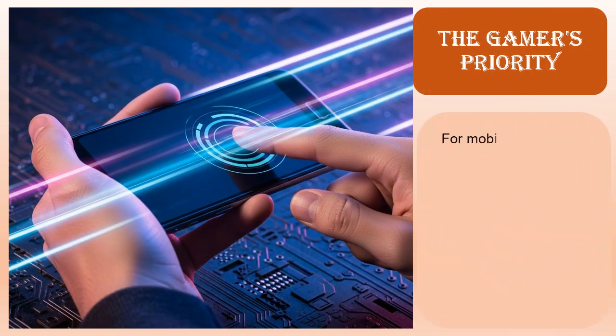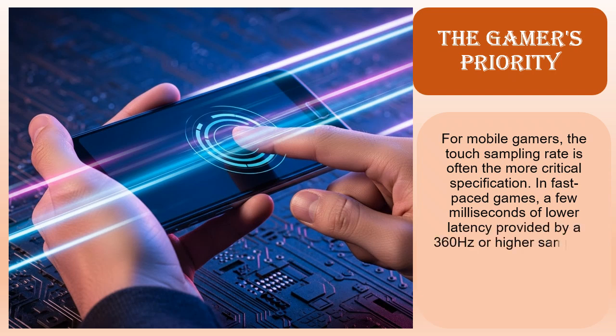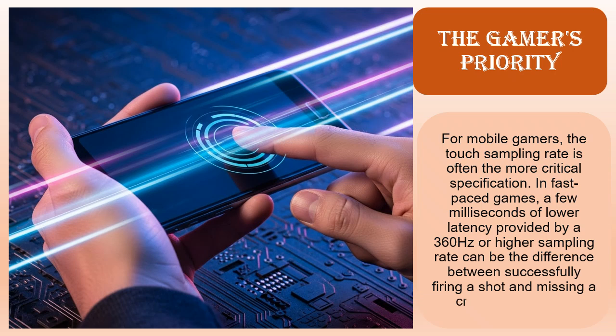The gamer's priority. For mobile gamers, the touch sampling rate is often the more critical specification. In fast-paced games, a few milliseconds of lower latency provided by a 360 Hz or higher sampling rate can be the difference between successfully firing a shot and missing a critical opportunity.